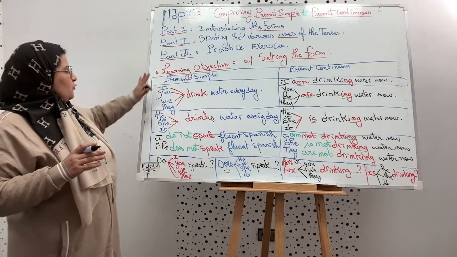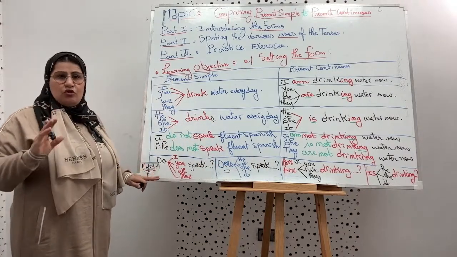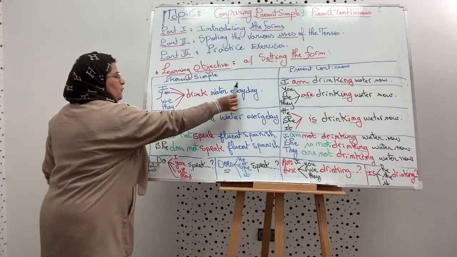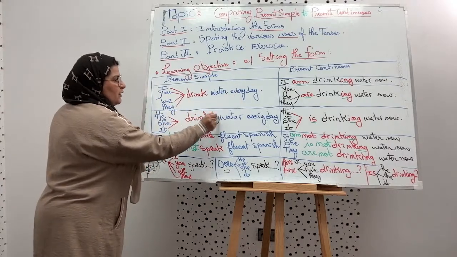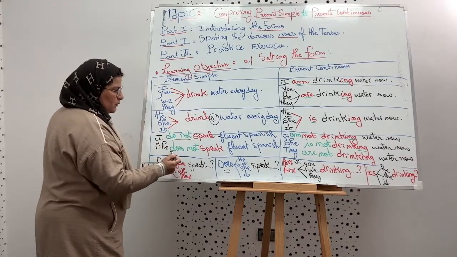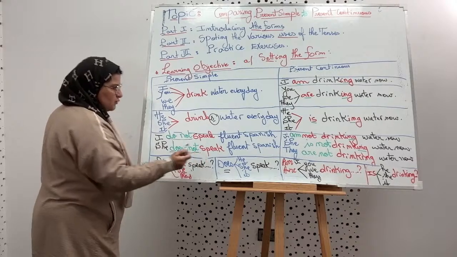This is all about the present simple in terms of grammatical structure. It's composed of subject, verb, complement. Don't forget to add an S with he, she, and it. And the negative form uses the auxiliary don't or doesn't, okay?